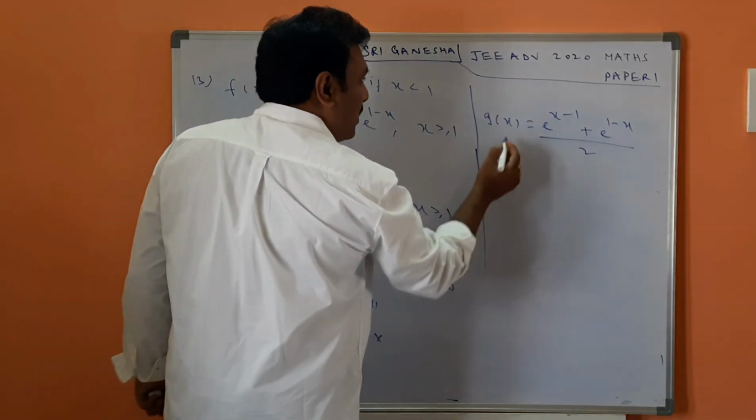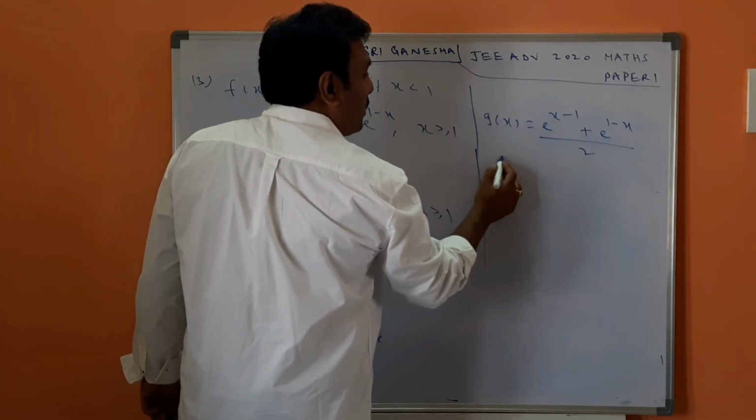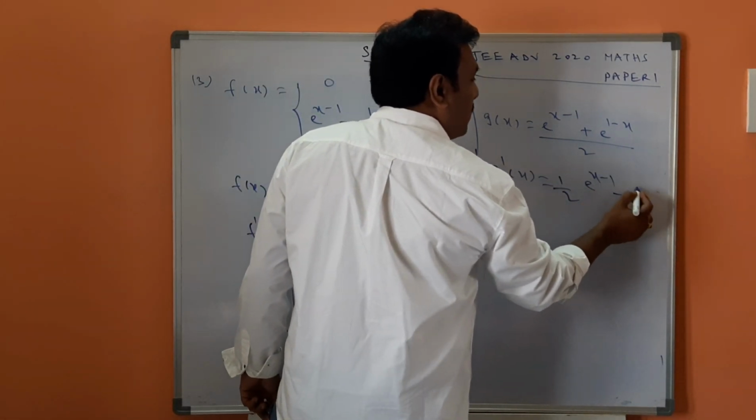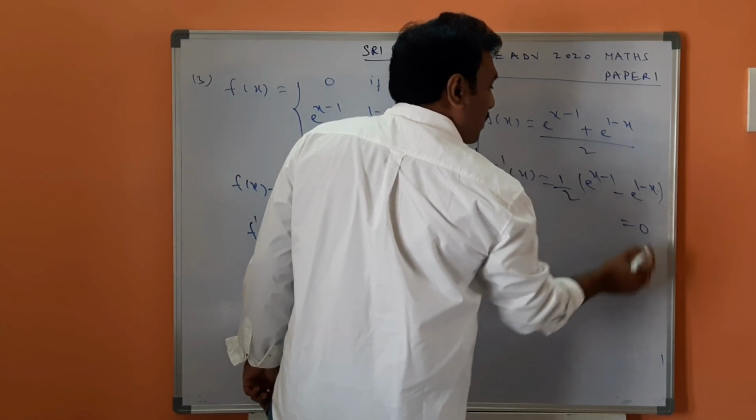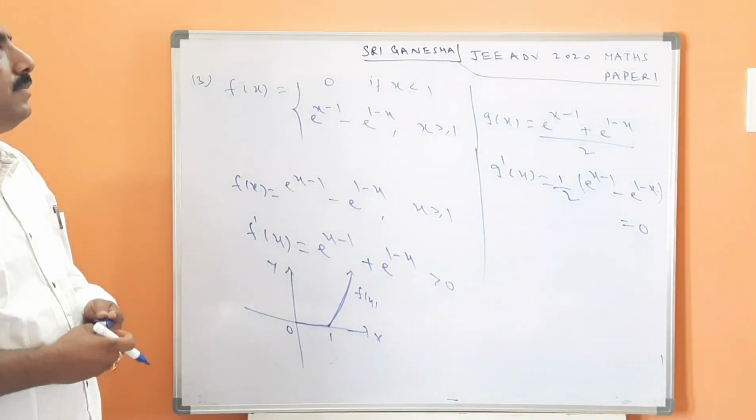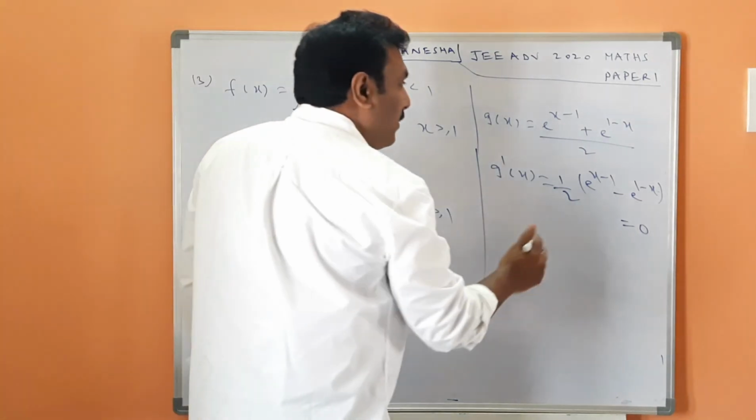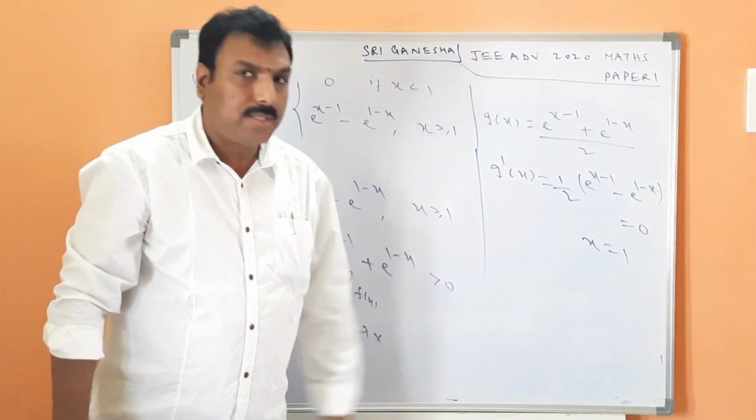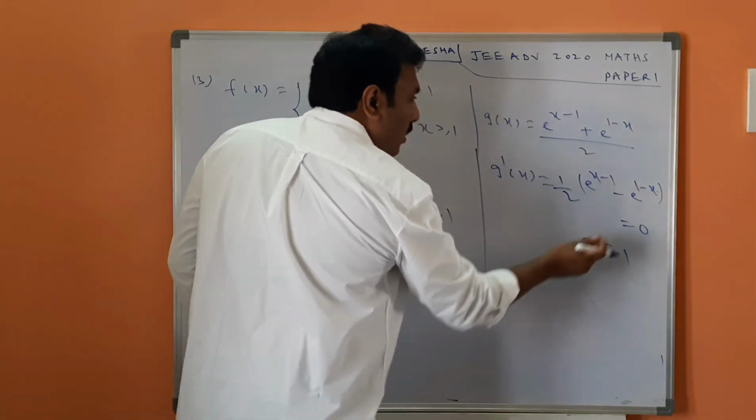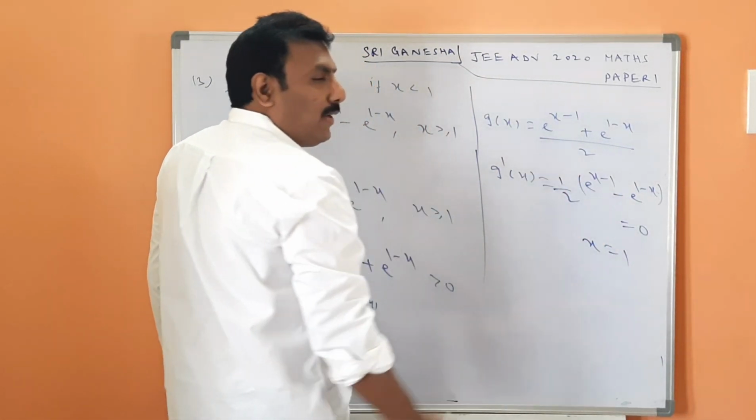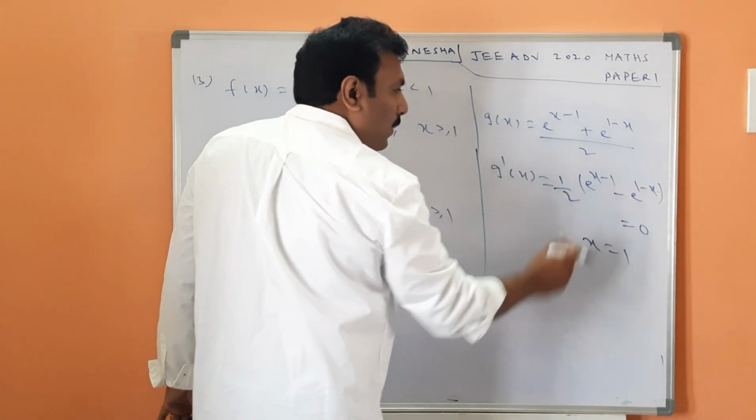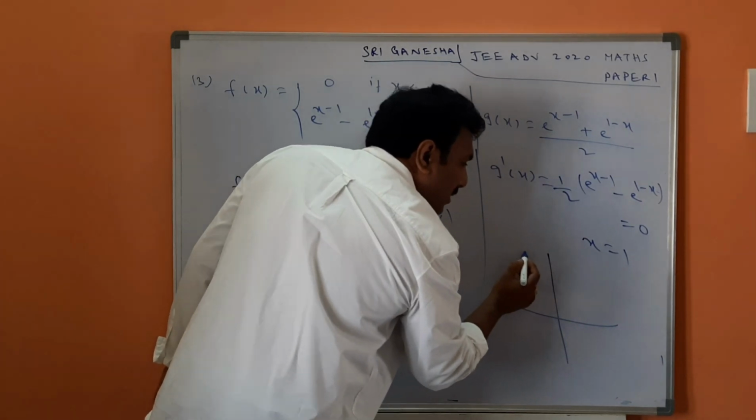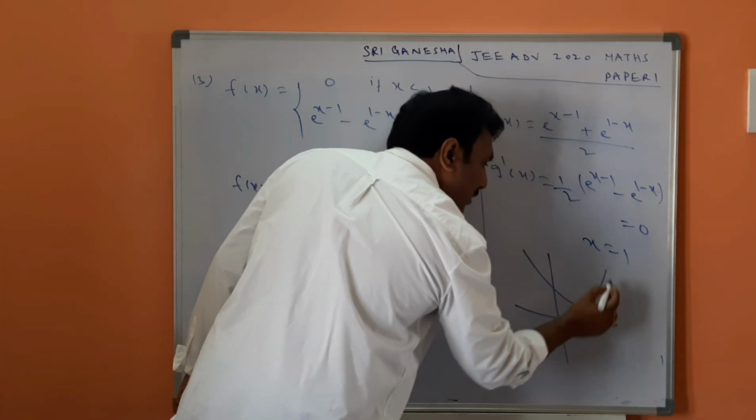Again, let us take g of x now, differentiate it, derivative 1 by 2 into e power x minus 1 minus e to the power of 1 minus x, take it 0 for maximum and minimum. So we are getting x is equal to 1 on simplification. So 1 is the critical point. And also for less than 1 the derivative is negative. For more than 1 the derivative will be positive. So the graph of the function you can draw like this, up to 1 again.